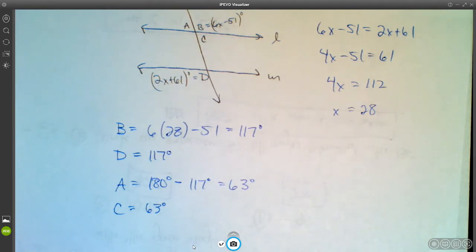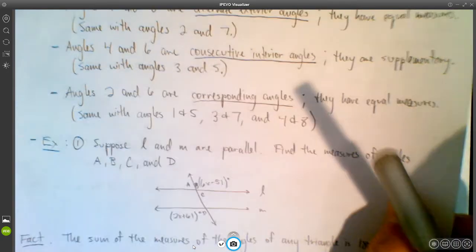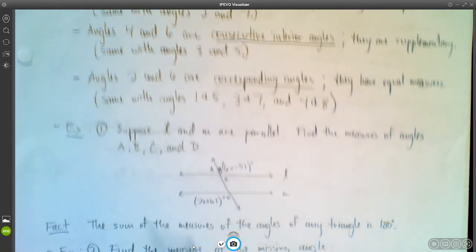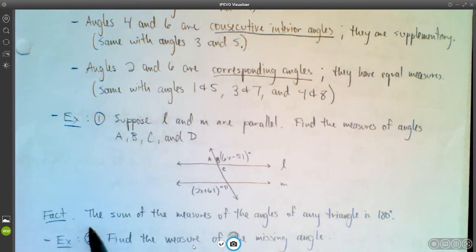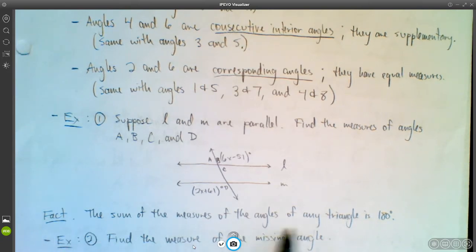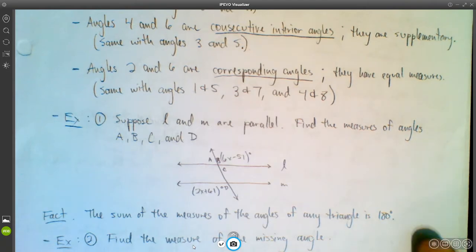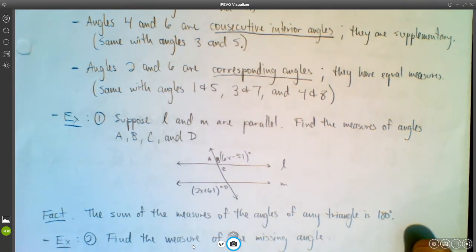Okay, so that's all I'm going to say about transversals for now, but they'll come up throughout the course. Another important fact is that the sum of the measures of the angles of any triangle is 180 degrees. This is actually true only in Euclidean geometry. There are whole other kinds of geometries out there, which we're not going to explore in this class. But for Euclidean geometry, yeah, the sum of the measures of the angles of any triangle is 180 degrees. If you didn't know that before, it's definitely worth writing down.